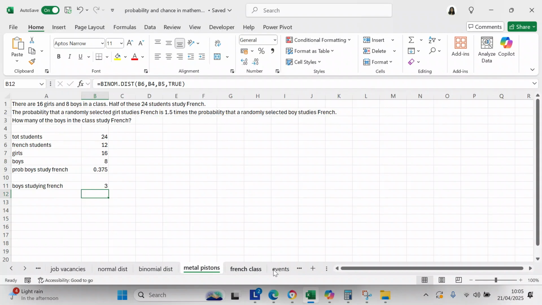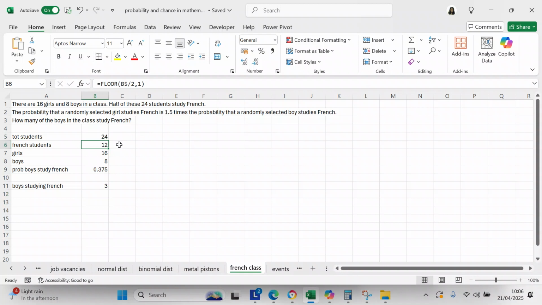The next question is about a French class. There are 16 girls and 8 boys in the class. Half of these 24 students study French. The probability that a randomly selected girl studies French is 1.5 times the probability that a randomly selected boy studies French. How many of the boys in the class study French? So you've got total students, which is 24, and French students, which is 12.